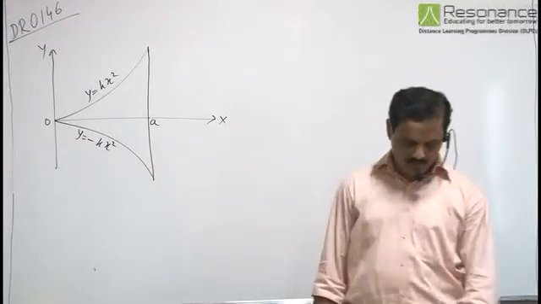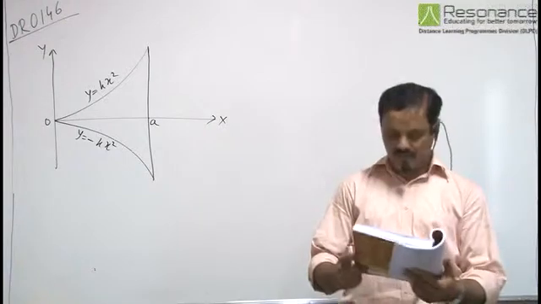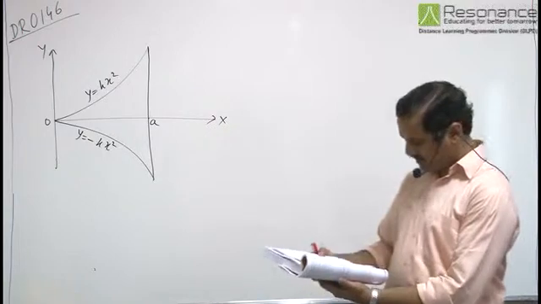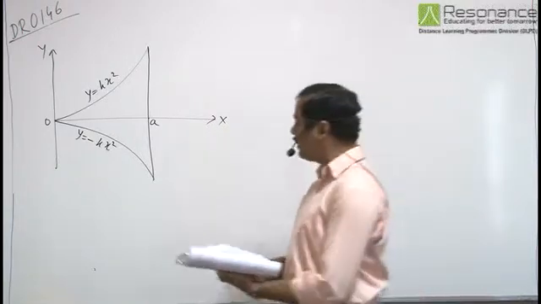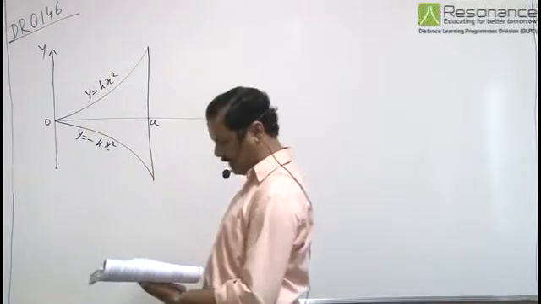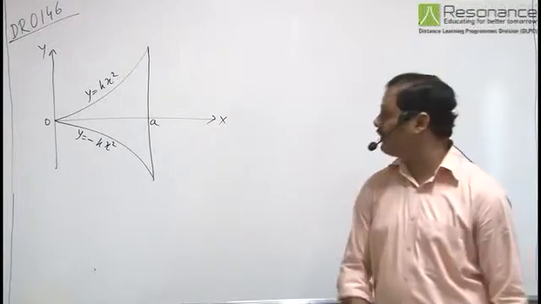In this particular problem, we have a thin uniform sheet of metal of uniform thickness which is cut into the shape bounded by the lines x equal to a and y equal to plus minus kx square. Now we need to find the coordinates of the center of mass.